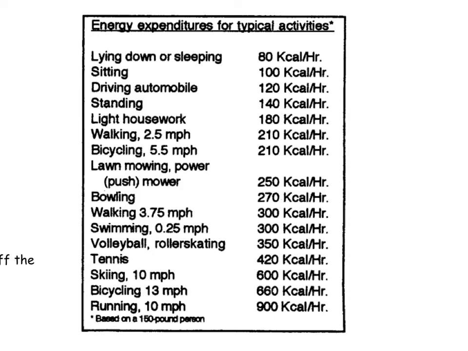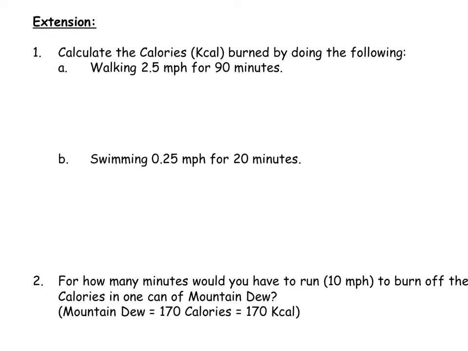For the extension questions, we have this chart that tells us the energy expenditures for typical activities such as lying down or sleeping, walking 2.5 miles an hour, or swimming 0.25 miles per hour, or running at 10 miles per hour. All right, with this, we can calculate how long we would have to do one of these activities to burn a certain amount of energy. Let's take a look at question number 1 then.